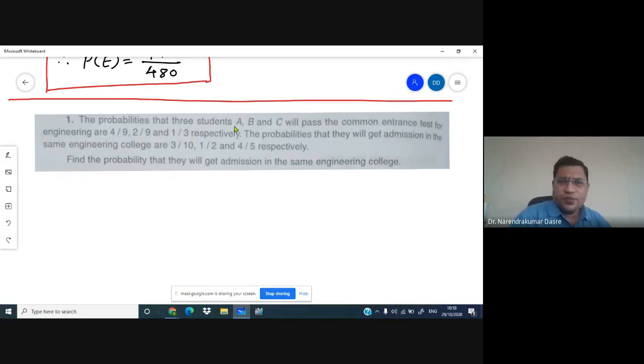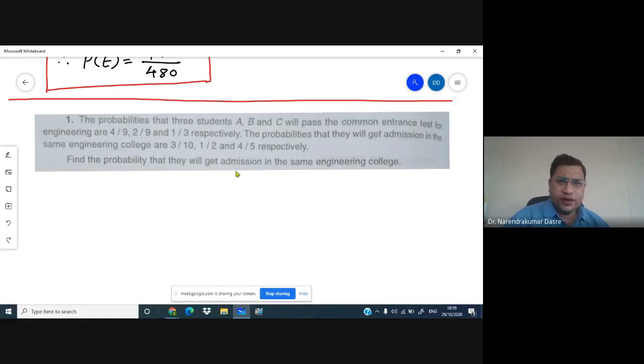So the probability of student A passing is 4 by 9. The probability of student B passing is 2 by 9. The probability of student C passing is 1 by 3. And now the probabilities that they will get admission in the same engineering college are 3 by 10, 1 half, and 4 by 5. So that's what we have.